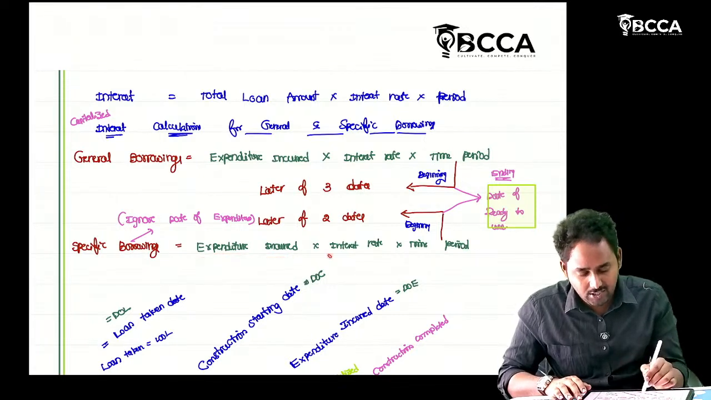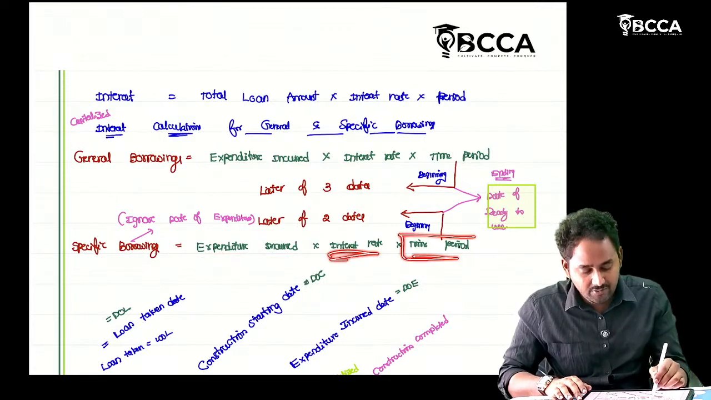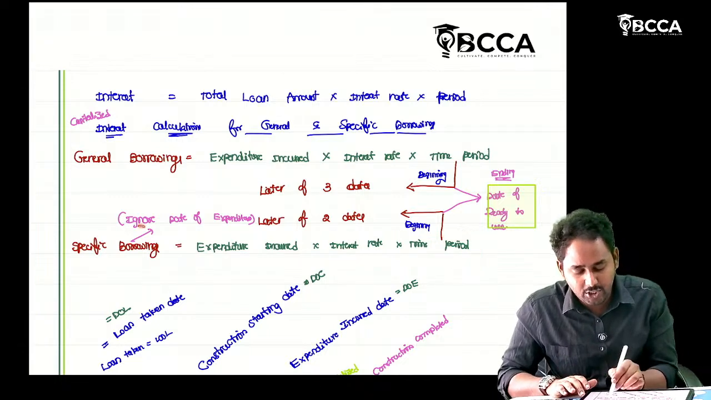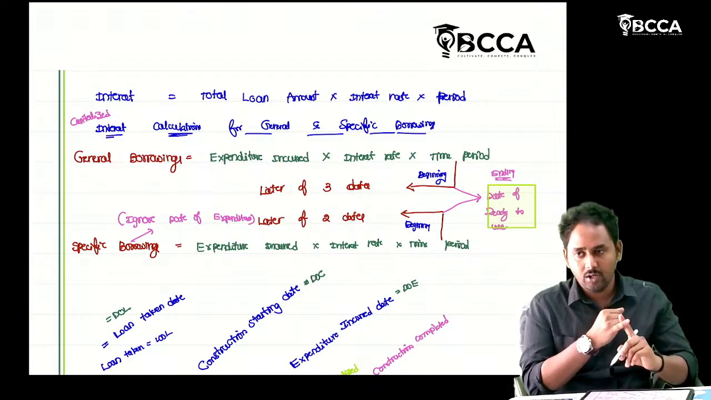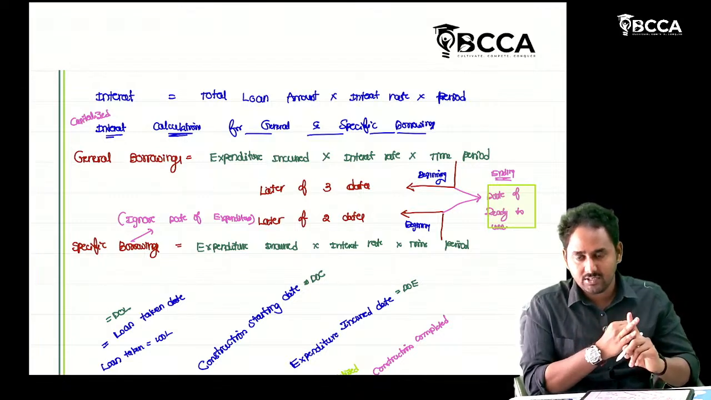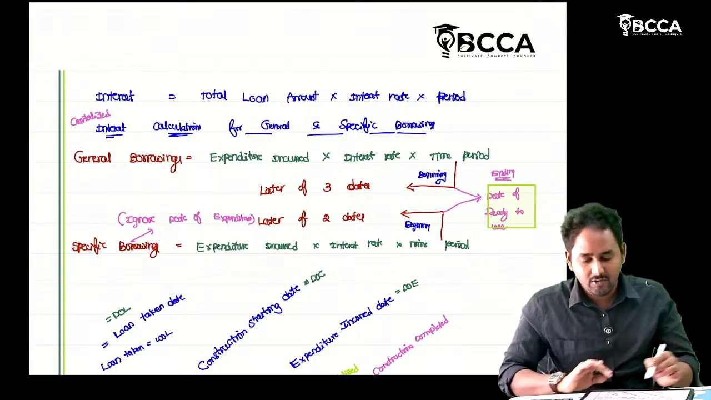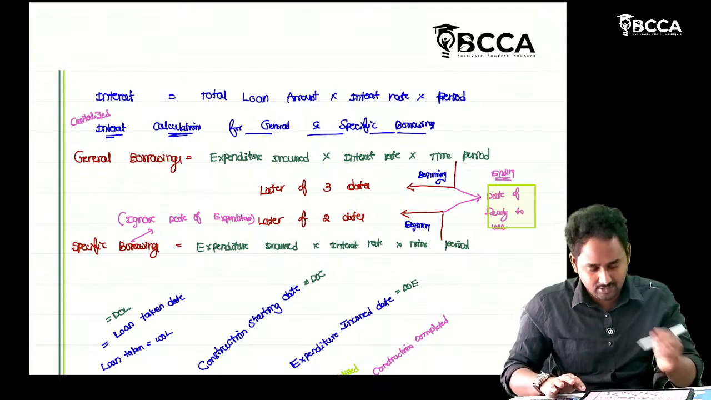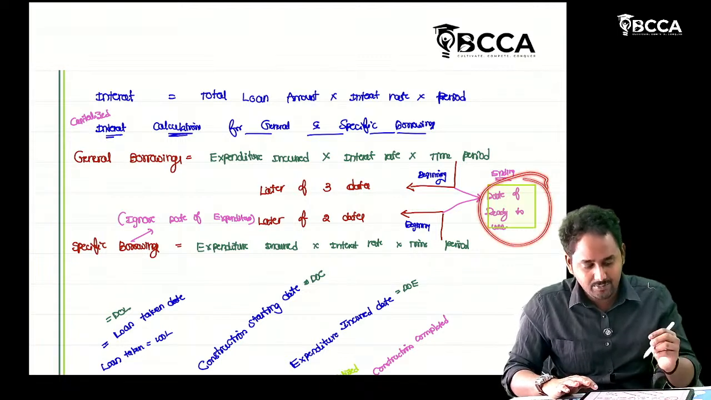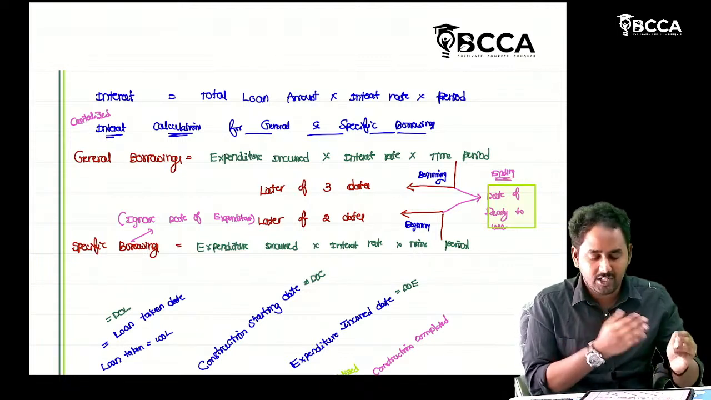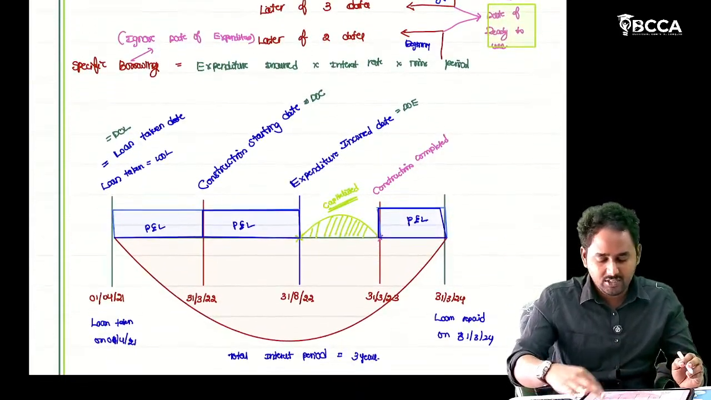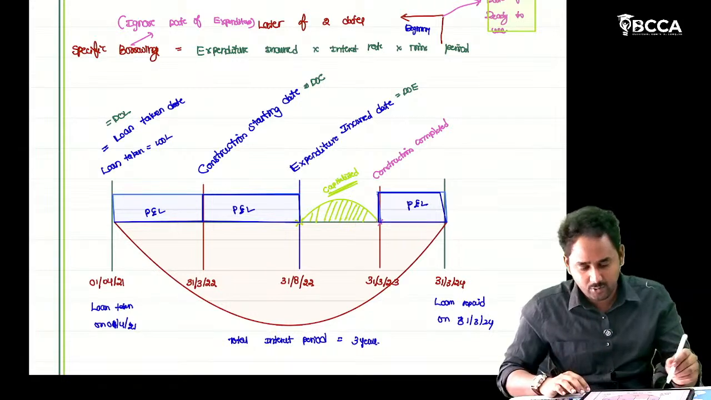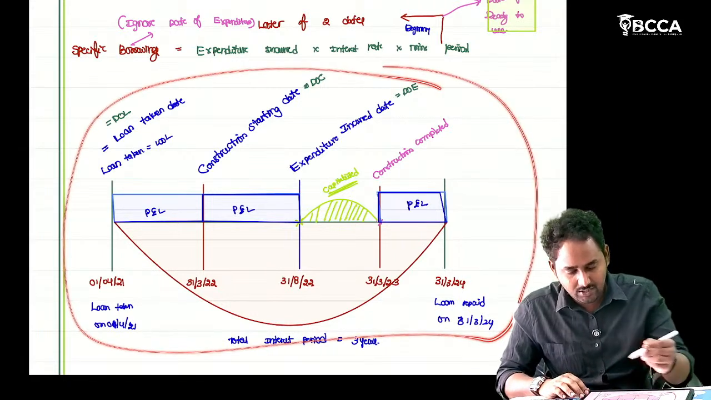Then with respect to specific borrowing, the same formula: expenditure incurred into interest rate into time period. But for the calculation of the time period, I should ignore the date of expenditure. What are the remaining two dates? The date of taking the loan and the date of commencement of the activities. So I should take the later of these two dates. For the general borrowings, the later of three dates. And the ending date is the same. If the asset is ready for use, from that date onwards, we should stop the capitalization of the interest. And for example, I am giving the dates. I have given one example.